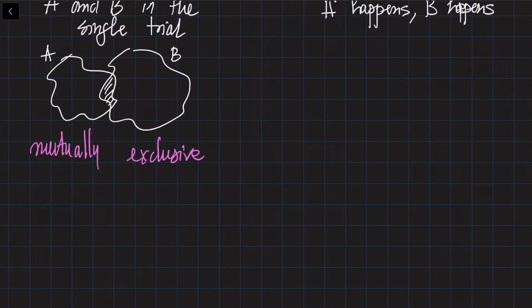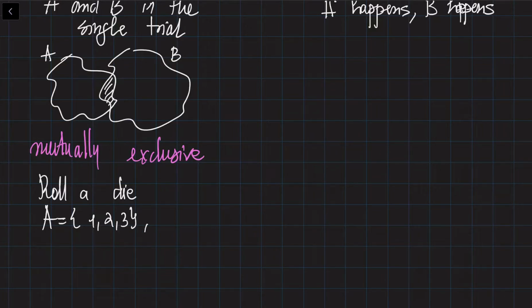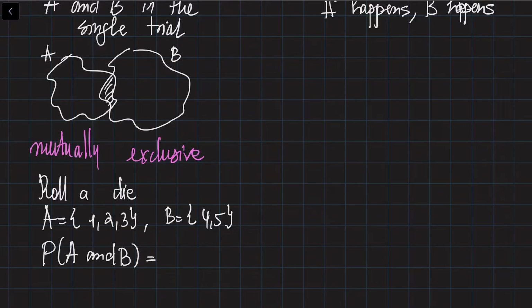So in this case, let's say you roll a die, and let's say A is going to be the outputs 1, 2, 3, and B is going to be the outputs, for example, 4 and 5. So if I would like to find the probability of A and B, it depends whether they have intersection points or not. If they don't, these two events cannot happen at the same time together in one trial. And one trial means just rolling a die once. So this is simply going to be equal to 0.